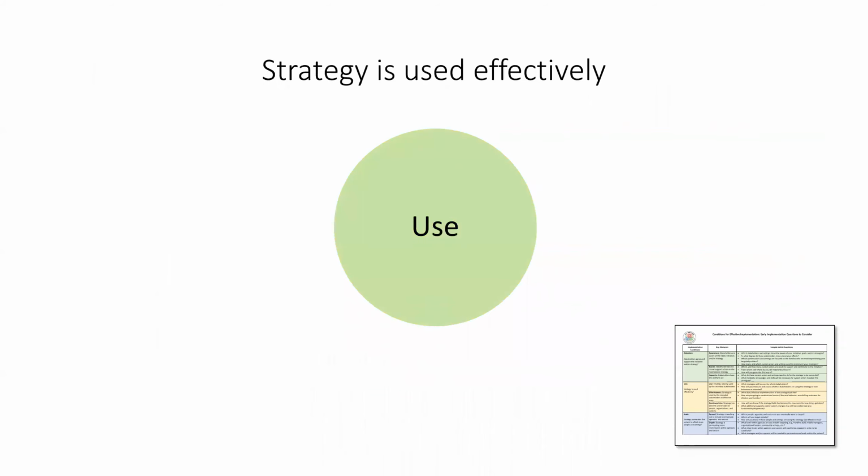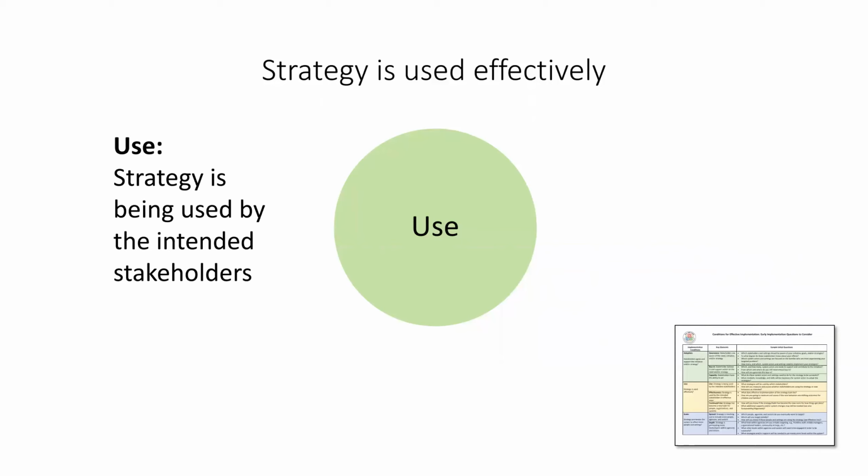Second condition, as you know, is strategies. Are they used effectively? Again, there are three elements to this particular condition. And in this case, these three elements are very similar, but are kind of point in time reference. So initially, is the strategy being used by the intended stakeholders? So are those providers who attended the training, are they actually beginning to use the new practices that they learned?